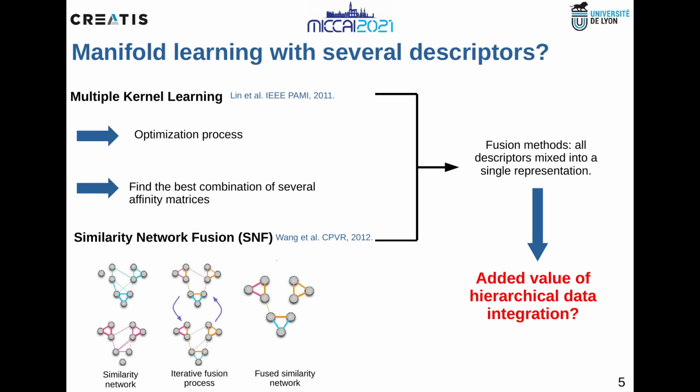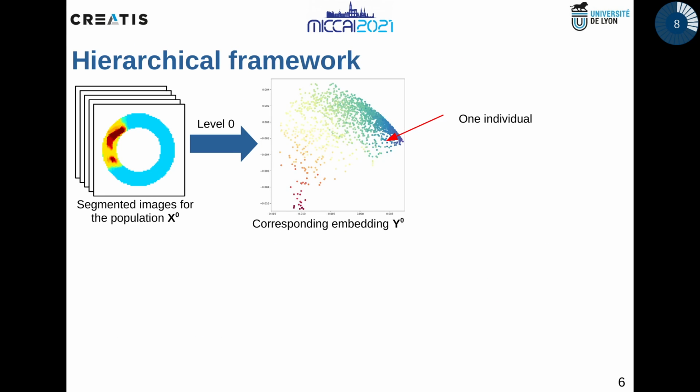One of them is really easy to exploit, but is not really rich. But the second has really richer information, but is hard to exploit. So we decide to exploit these different modalities in a hierarchical framework. The first step is to build the embedding for the level 0, so the segmented images x0. So we build the corresponding embedding y0.